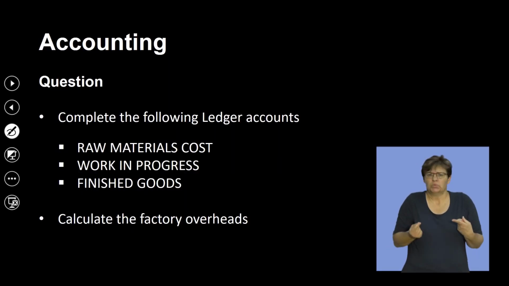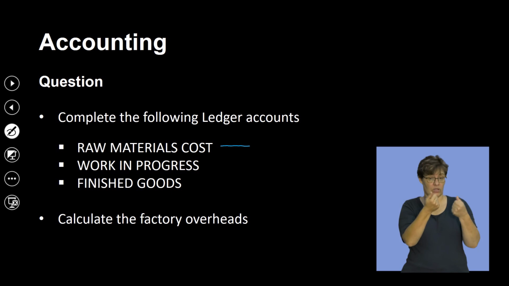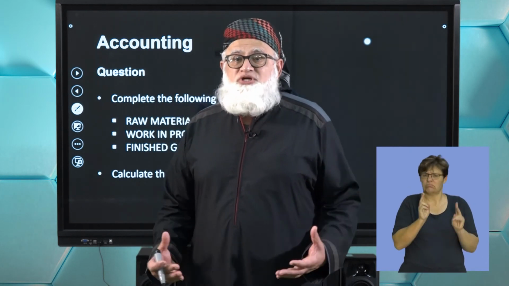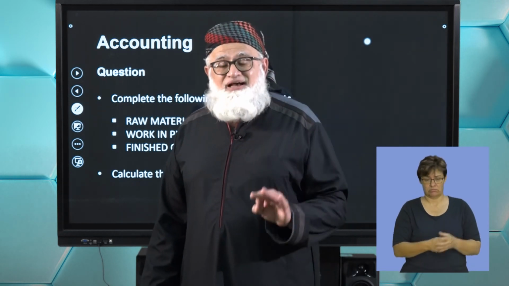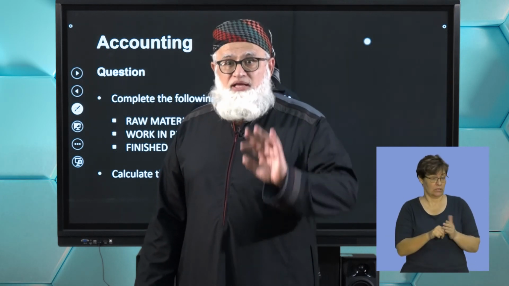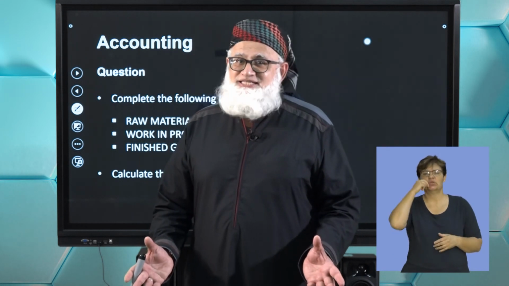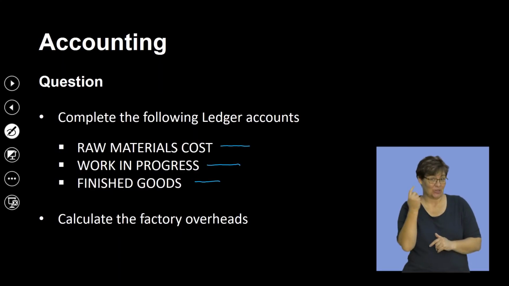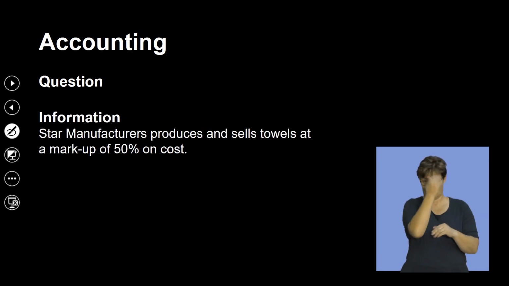One, they want you to complete the following ledger accounts, namely your raw materials cost account, your work in progress, and your finished goods. Notice, these are the accounts that are normally asked for when this question appears in a question paper or in an activity. These three accounts are critical, because if you understand them, then the rest becomes as easy as chocolate cake, my favorite. And then you're also asked to calculate the factory overheads. Okay, let's look at the information that we have.